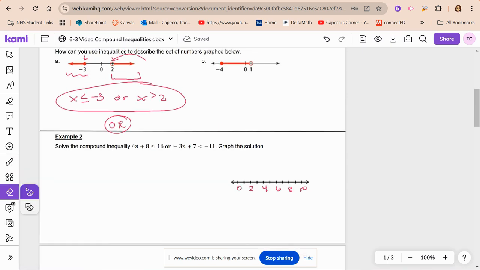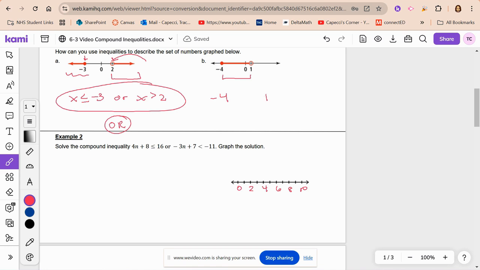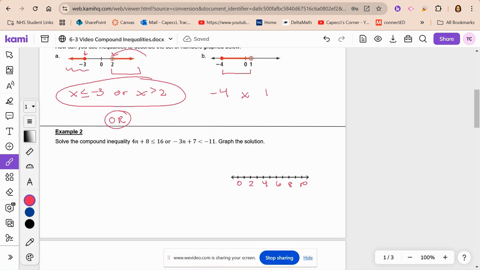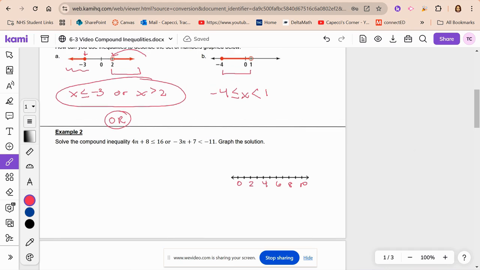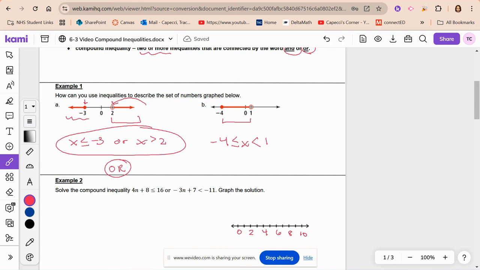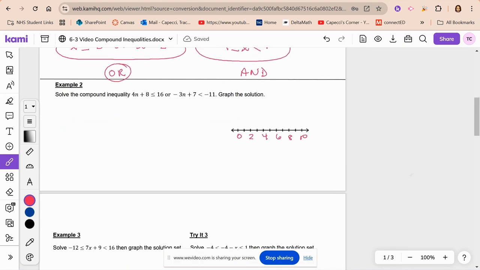All right, let's look at our next one. This time we have numbers that are in between, right? They're in between -4 and 1, and we're including -4, but we're not including 1. So the variable is going to be in the center. Because that's a closed circle, we're going to say -4 is less than or equal to x, and x is less than 1. So this is our final answer here. We have two things going on. That's why it's an and. Our number has to be greater than or equal to -4, and it also has to be less than 1.